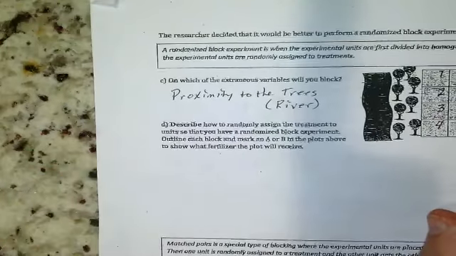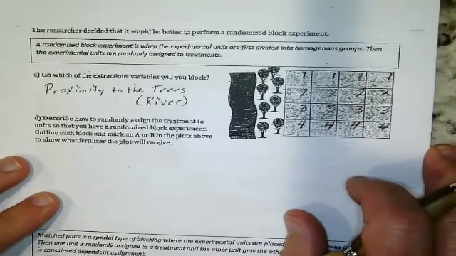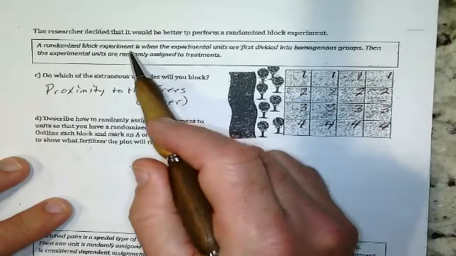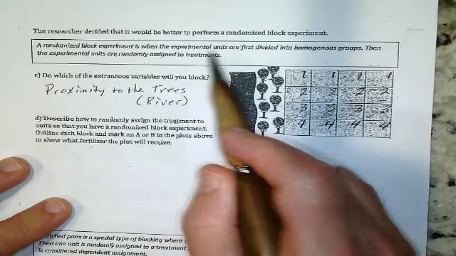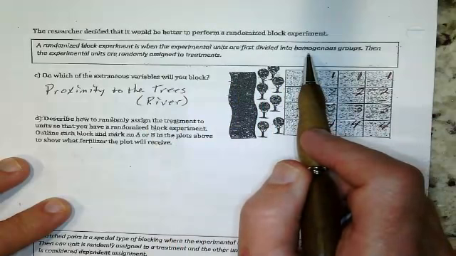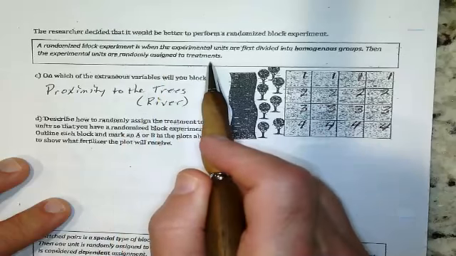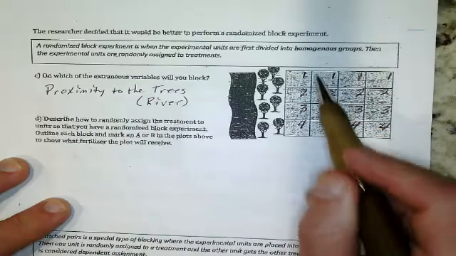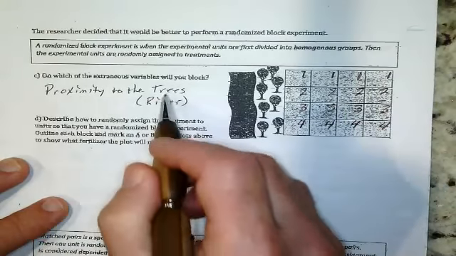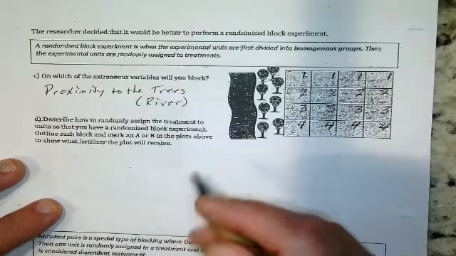what we do is what is called a random block assignment. A randomized block assignment is when the experimental units are first divided into homogeneous groups. Then the experimental units are randomly assigned to treatments. So we're going to divide them into groups. We're going to do 4 columns here. And we discussed in class the proximity to the trees or the river, whatever you wanted to call it, river and trees, trees and river.